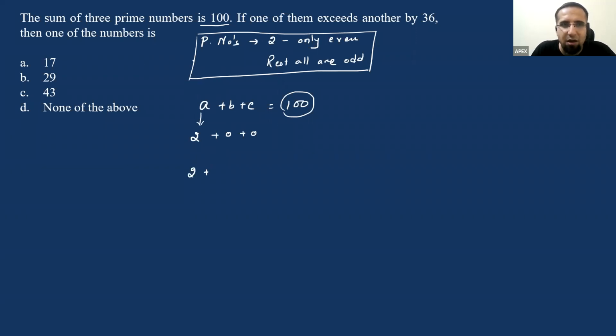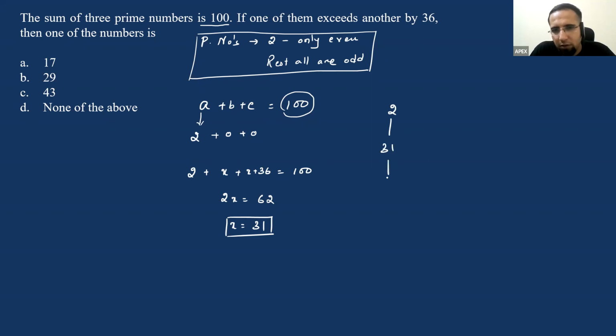If one of them exceeds the other value by 36. So let's say if this is x, then this becomes x plus 36 is equal to 100. Or what do I get? I get 2x is equal to how much, guys? 38 gets subtracted, that is 62. Or we get the value of x is equal to 31. So one of the prime numbers is 2. Clear? The second prime number is 31. And the third prime number is 67. And all the three of them are prime numbers. Clear? Now, why did I not increase 2 by 36? Because if I increase 2 with 36, 2 plus 36 will give you 38, which is not a prime number.